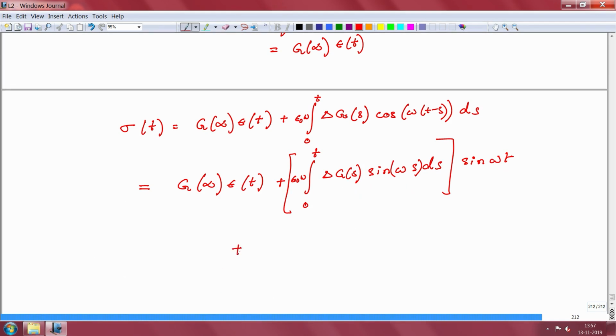Similarly, for the other, we will have delta g of s, and this time we will have a cosine. We had the sine, so we have a cosine omega s ds, and then this thing is multiplied with cosine of omega t.